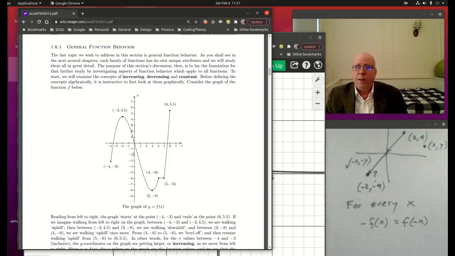If you find yourself walking uphill and then a minute later you find yourself going downhill, you must have just passed the top of the hill. Well, we really like spots like that. We like to be able to identify the highest values of functions.